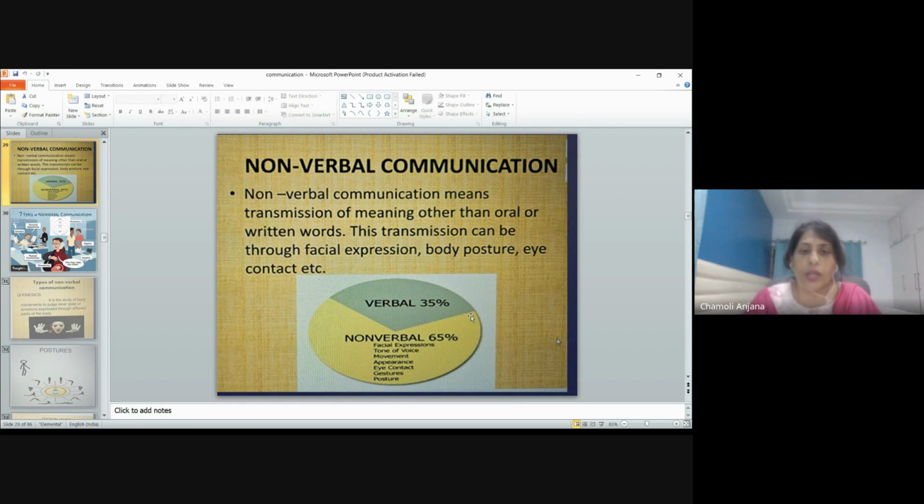Okay. So non-verbal communication is a type of communication which takes place other than the usage of words or languages. That means any means through which you try to communicate, other than languages or words, is non-verbal communication. Most of the communication that takes place is non-verbal communication. As you can see here, more than 50% of communication is non-verbal.